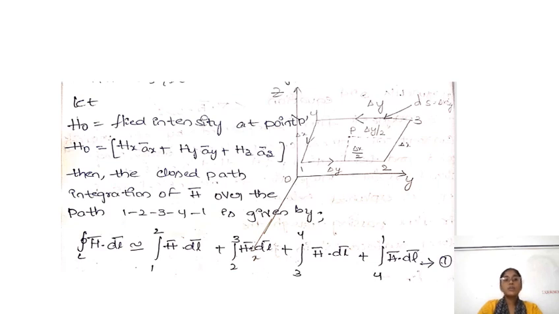Then the closed path integration of the H bar over the path 1 to 2 to 3 to 4 to 1 is given by the closed integral over L of H bar dot dl bar. That implies the integral from 1 to 2 of H bar dot dl bar plus the integral from 2 to 3 of H bar dot dl bar plus the integral from 3 to 4 of H bar dot dl bar plus the integral from 4 to 1 of H bar dot dl bar.